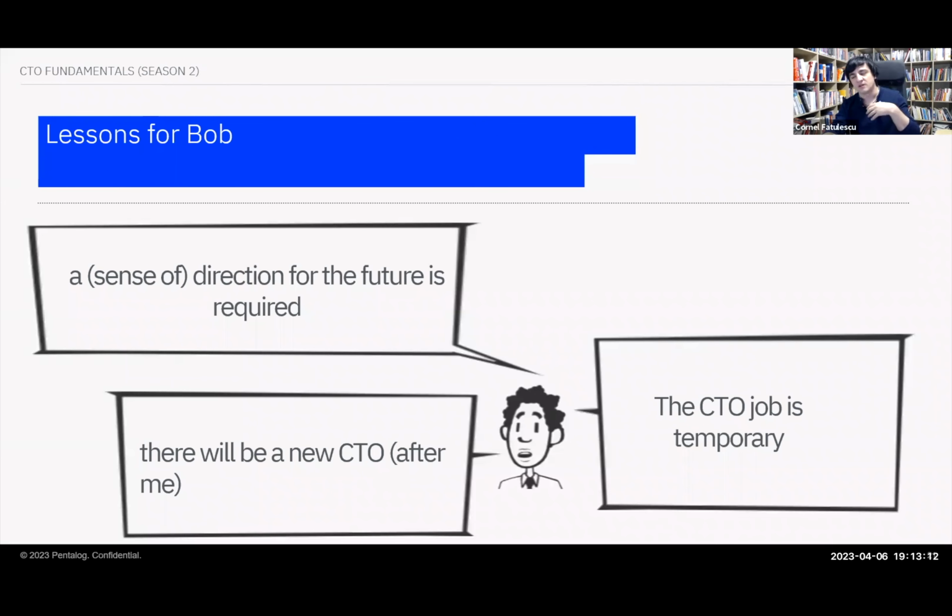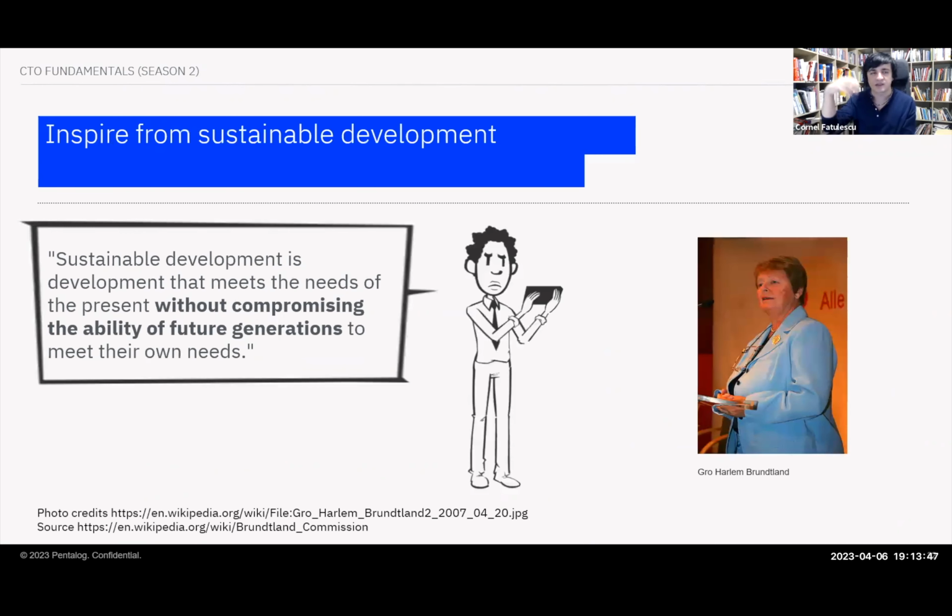In order to have an infinite game, there needs to be some sort of sense of direction of the future. And sometimes that can be hard, difficult, because if you are a startup, you don't have a business model. So what kind of sense of the future is that? But he's not in a startup right now. He has a business model currently operating. He's in growth stage. So it should be fine to answer this. The CTO job is temporary, and there will be a new CTO. So these are the assumptions.